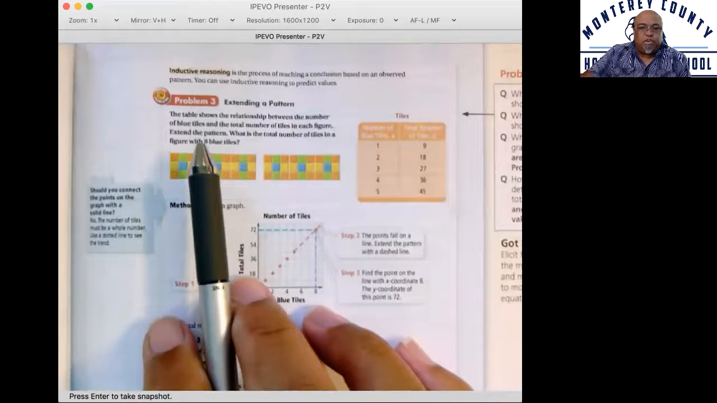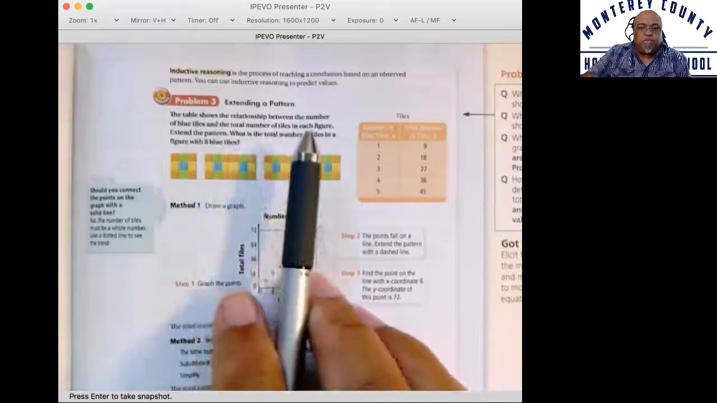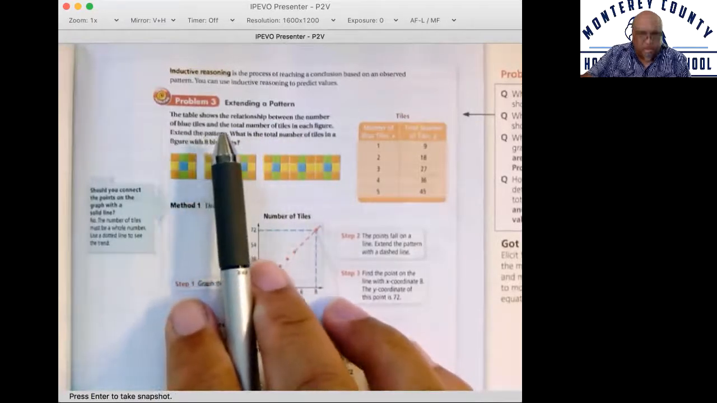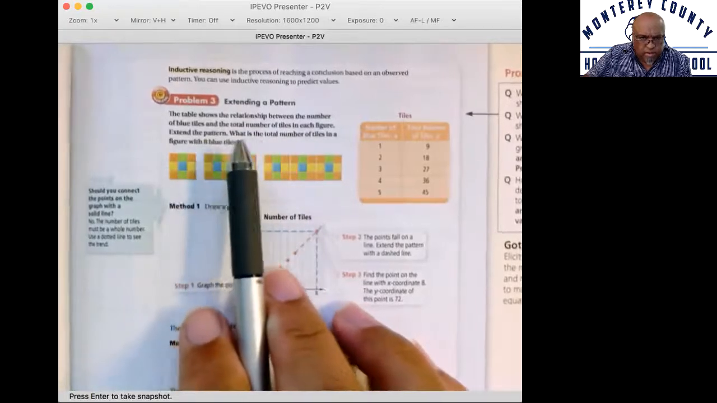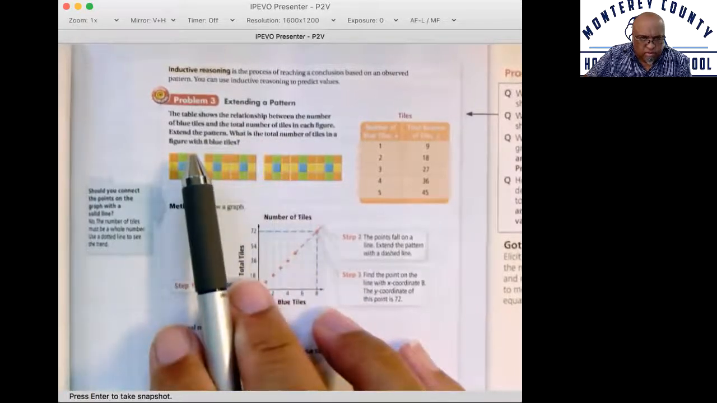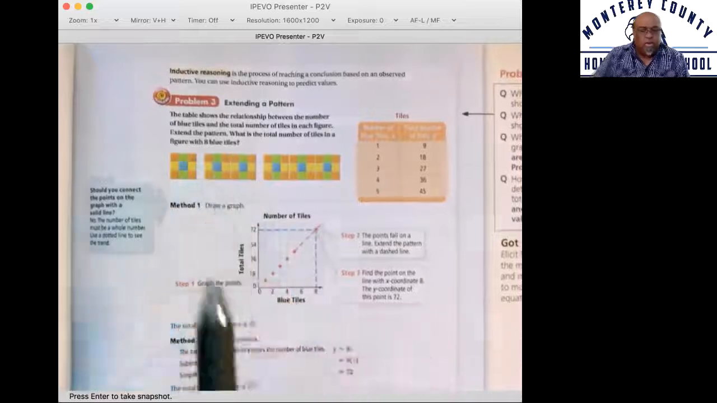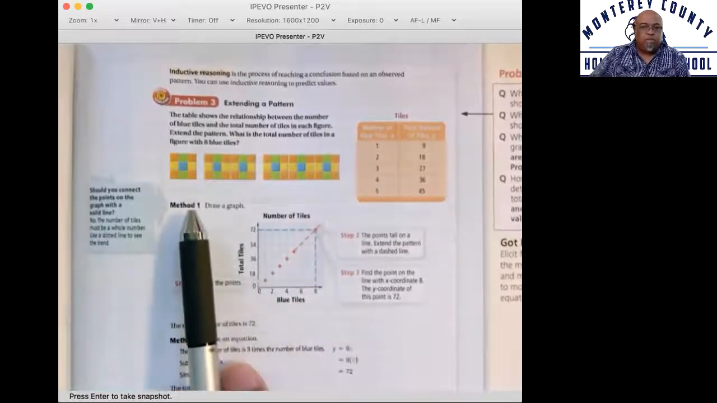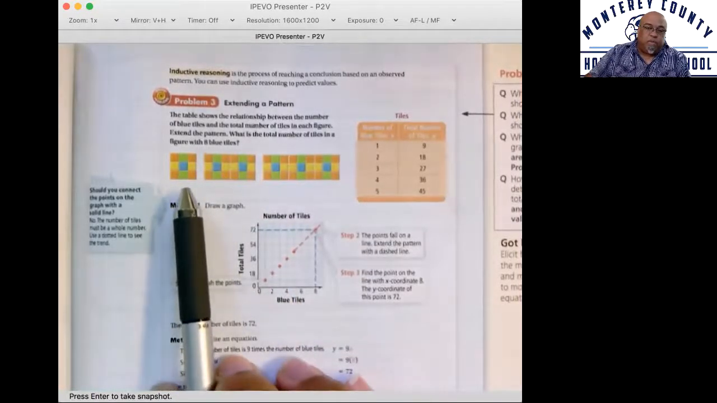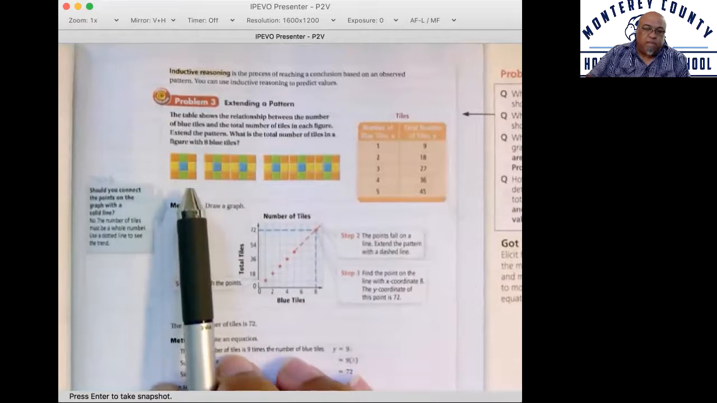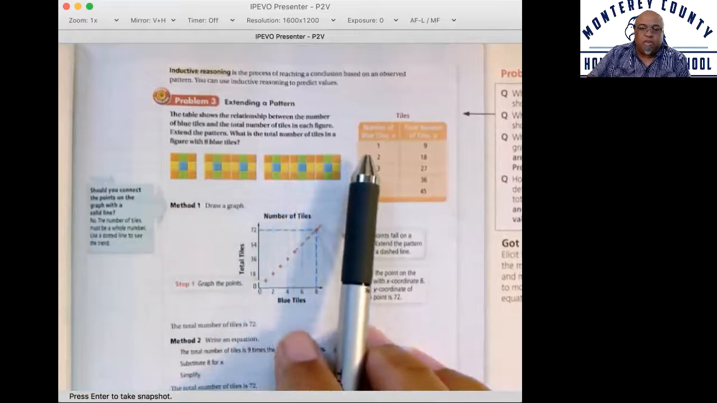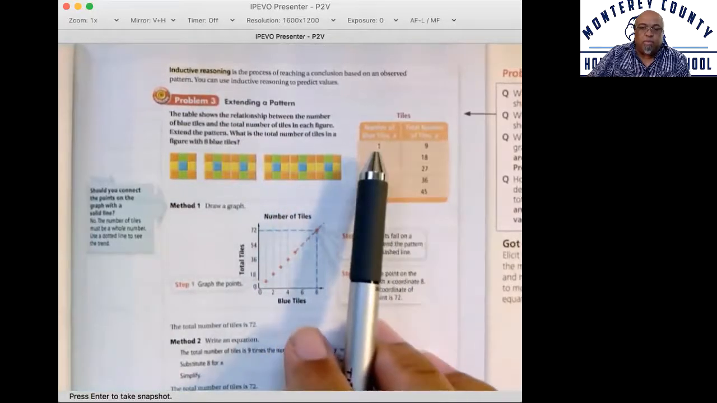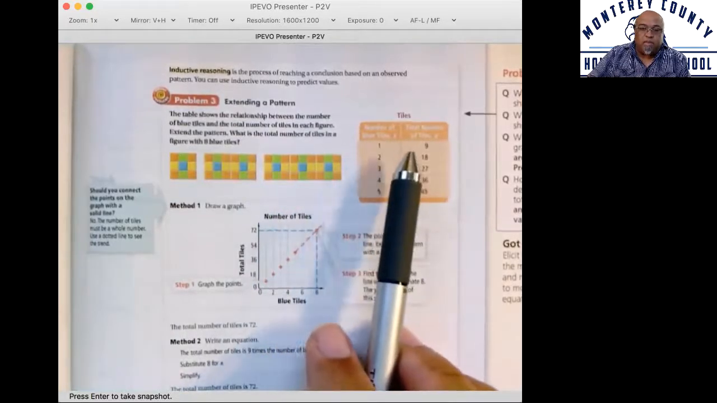Let's use the pictures here to help us. The table shows a relationship between the number of blue tiles and the total number of tiles in each figure. Extend the pattern. What is the total number of tiles in a figure with 8 blue tiles? Okay, so I have 1 blue tile here, and in this entire box, it looks like I have 9 tiles. So let's go to our table here. So for every 1 blue tile, I have 9 tiles total.